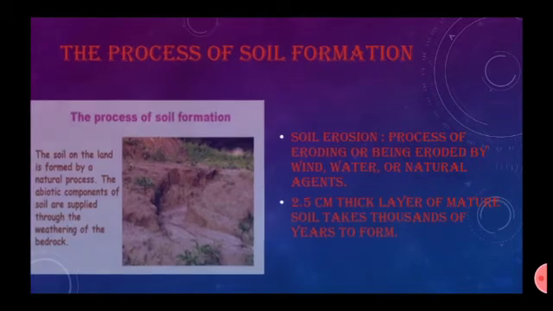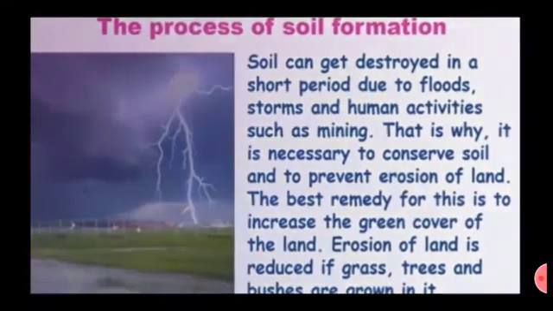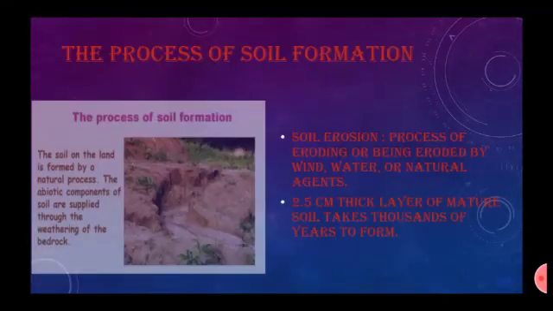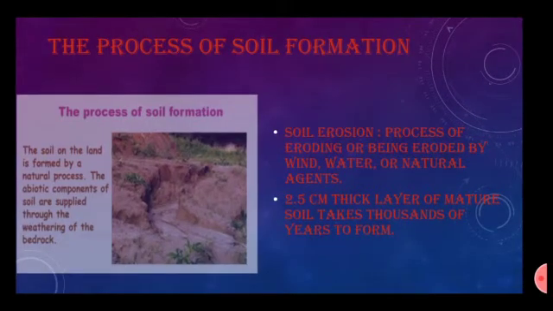The process of soil formation. The soil on the land is formed by a natural process. The abiotic components of soil are supplied through the weathering of bedrock, due to the heat, cold and water of the sun, wind and rain respectively. Soil erosion means the process of soil being eroded by wind, water or another natural agent. A 2.5 centimeter thick layer of mature soil takes thousands of years to form.